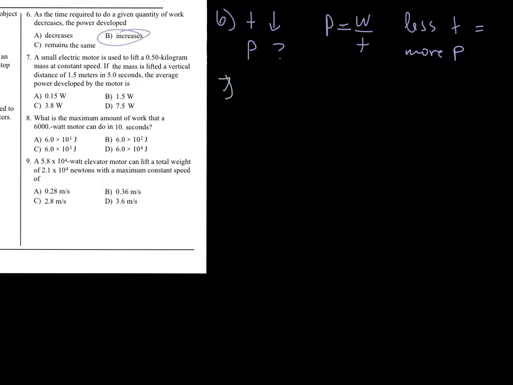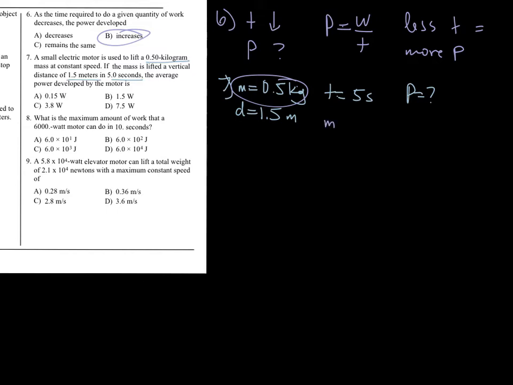Number 7. A small electric motor is used to lift a 0.5 kilogram mass at constant speed. If the mass is lifted a vertical distance of 1.5 meters in 5 seconds, what is the power? That's our mass, distance of 1.5 meters, t equals 5 seconds. Looking for P. But notice here they gave us a mass.